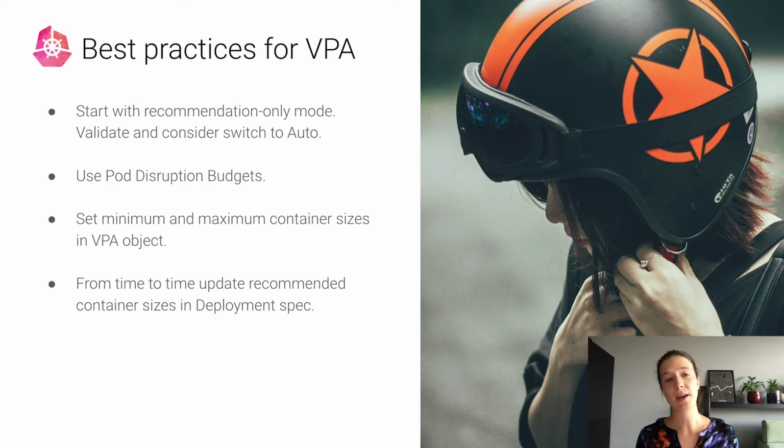And also keep in mind that VPA doesn't update the deployment spec. It only updates pod requests for pods as they are created. So a good practice is to take a reasonable pod request, like the one taken from VPA recommendation, and put it in the deployment itself. So just in case, I don't know, someone turned off VPA, you have a reasonable default to fall back to.